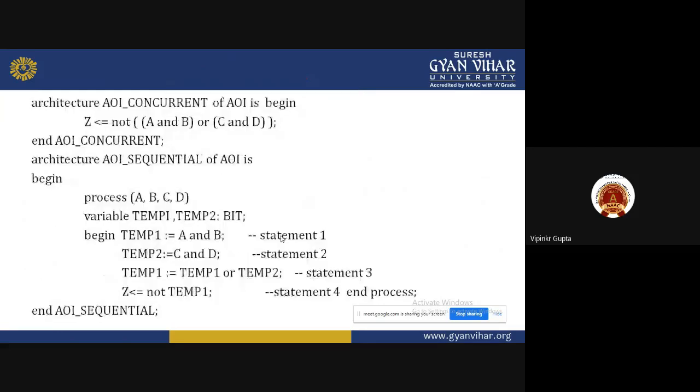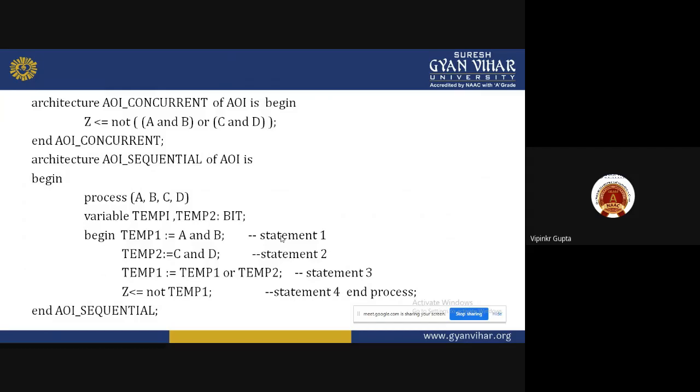An example is given: architecture AOI_concurrent. This is the architecture name. AOI_concurrent is the architecture name of AOI, and AOI is the entity name. Then begin. Now we will provide the concurrent statement: Z is equal to not of (A and B) or (C and D). First, the AND operation is performed on A and B, then the operation on C and D, and then the OR operation. End of AOI_concurrent. So this is the architecture body of AOI_concurrent.